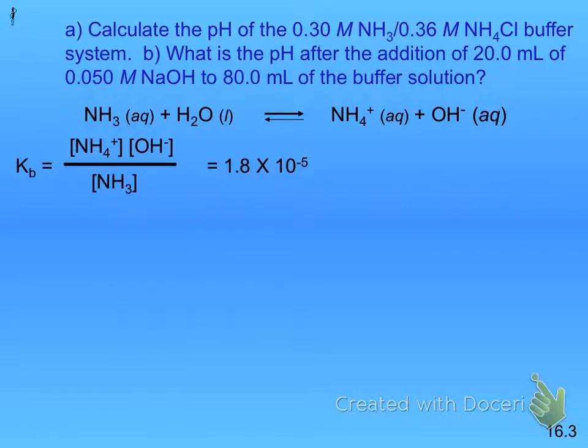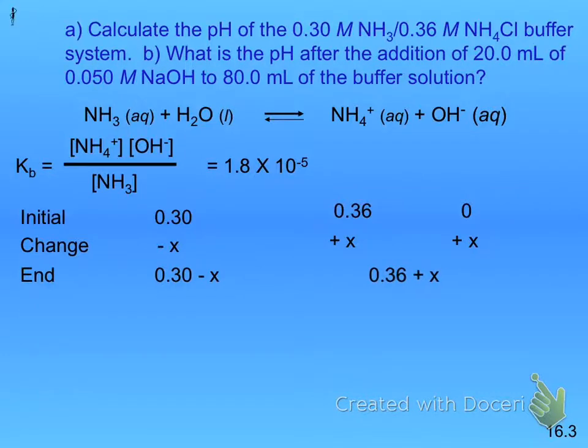Let's take a look at part A first, calculating the pH of a 0.3 molar ammonia, 0.36 molar ammonium chloride buffer system. This is nothing different than what we did a couple of slides ago with the HCOOH. It's just that now we're dealing with bases, so we have a Kb instead of a Ka. Let's set everything up similarly to what we had done in the past. Here's our ICE table. Again, the difference being that NH4 plus actually has an initial concentration.